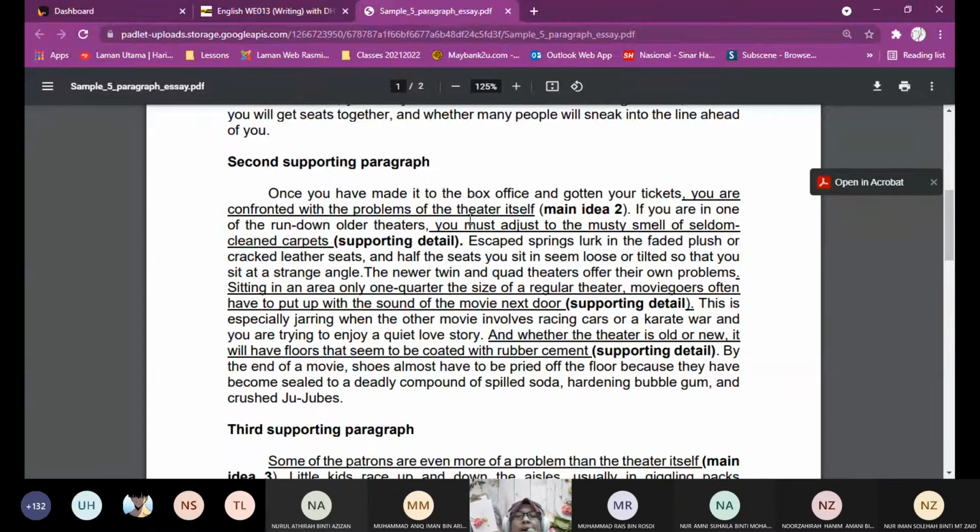What about the problem? Then you mention as a supporting detail, for example, the musty smell of the carpet, and then you explain. Maybe you can give an example, like the cinema that you went to last week, the GSC cinema, where you found out something. That will become the example, a support for the supporting detail that you have. Meaning that you are going to elaborate in more detail about it, so you can use the when, where, and so on in the paragraph. So far, do you understand?